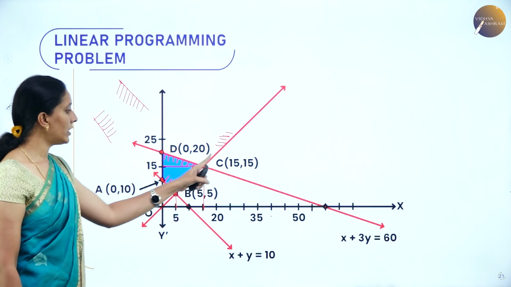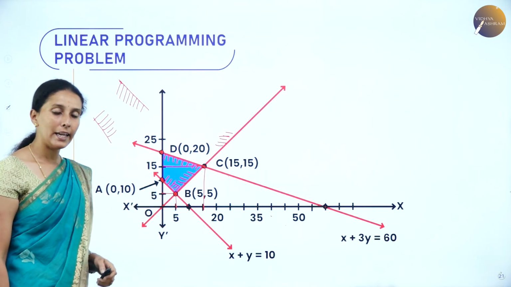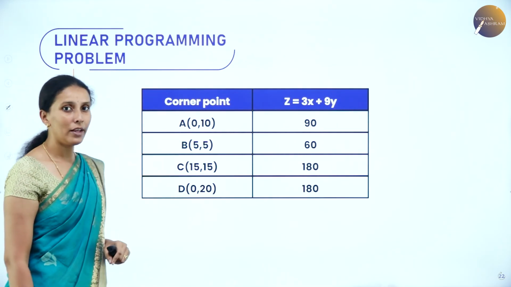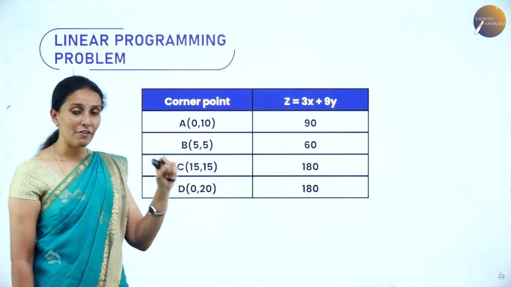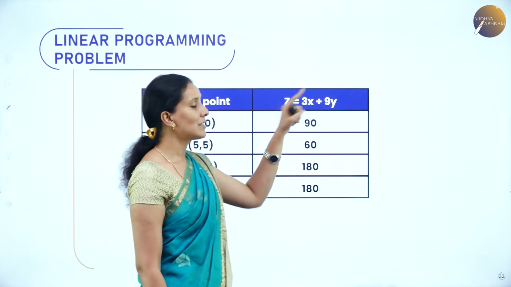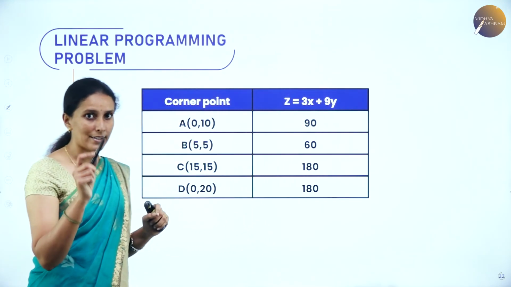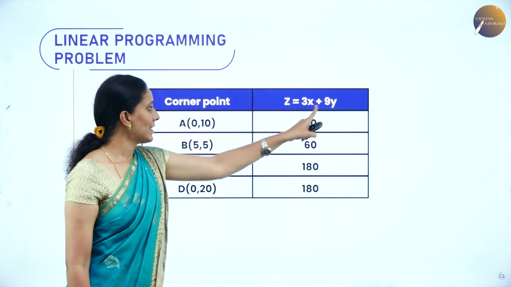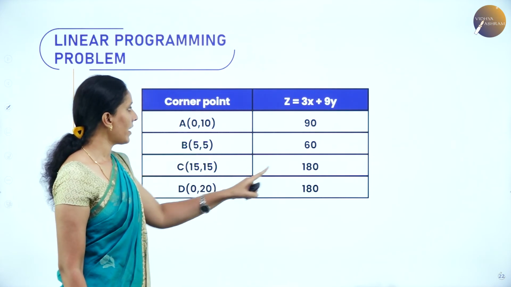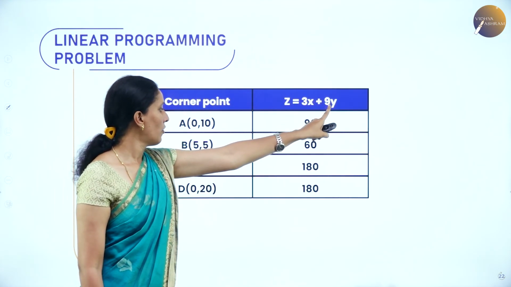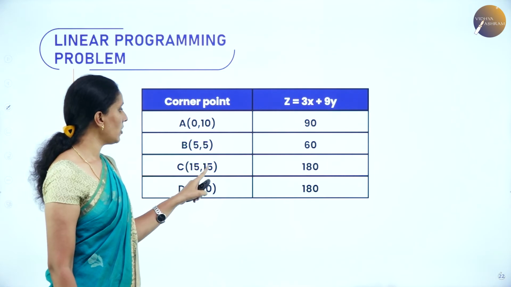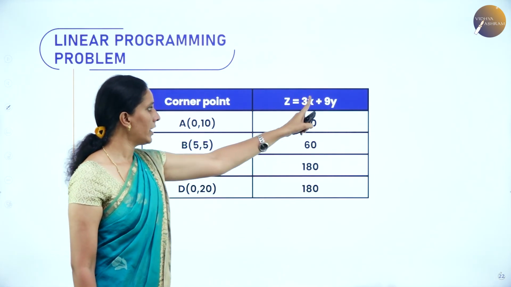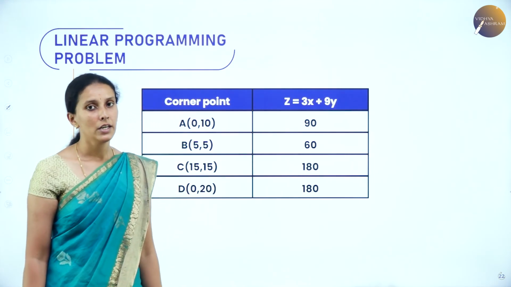Once you have written all the corner points, again substitute in the corner point table. Here I have taken all the corner points. What is my linear function given? 3x plus 9y. Substitute for x and y. (0, 10) means 0 plus 90, 90. (5, 5) means 15 plus 45, 60. (15, 15), so total it will become 180. (0, 20), again it becomes 180, so total.